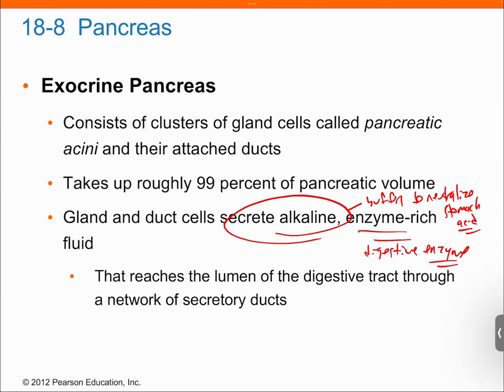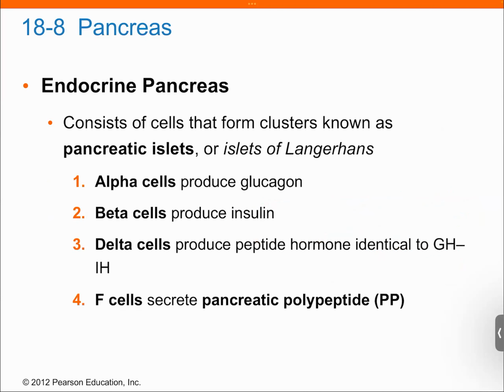Now, the general cells of the pancreas that we see are what's called the pancreatic acini. These are the cells that are making these alkaline buffers and these digestive enzymes, and then they get secreted into the digestive tract. So that's the exocrine piece. The endocrine part, however, is located in these little islands or little pockets of cells called the pancreatic islets, or the islets of Langerhans.